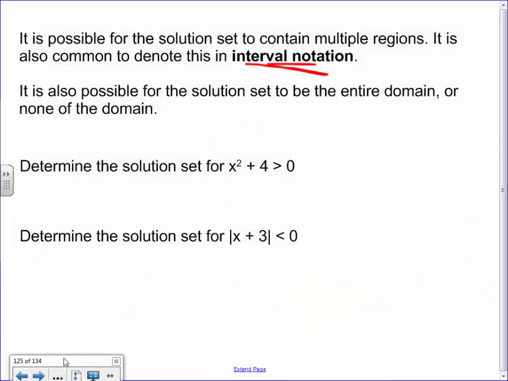Let's try a few more examples here. Let's find the solution set for x² + 4 being greater than 0. So here's how we solve this. Let's say you need x² + 4 to be equal to 0. Alright, how do you solve this then? Subtract 4, square root. That'll work. I'll subtract 4, I'll square root.